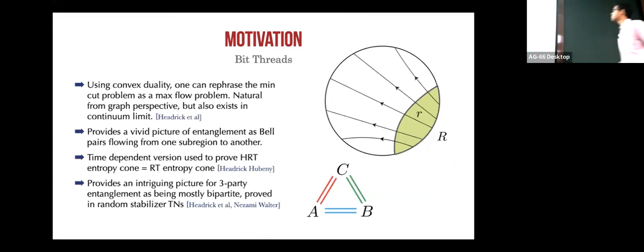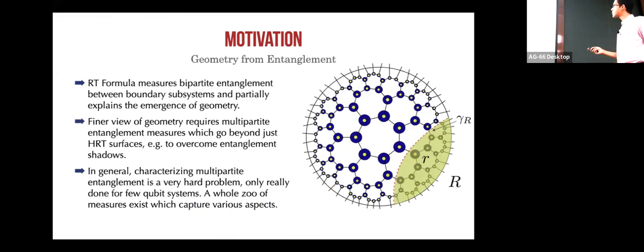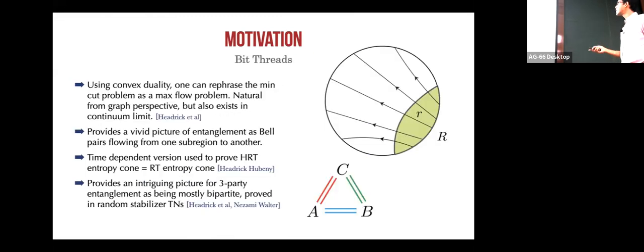Good. So another interesting story that happened in this measurement of bipartite entanglement is that of bit threads. Let's think about a graph version of the RT formula, where you have a tensor network and you're just finding the minimal cut through this graph, which computes the entropy. Then there's the so-called convex duality, which translates a min cut problem to a max flow problem, something that's used in computer science all the time.